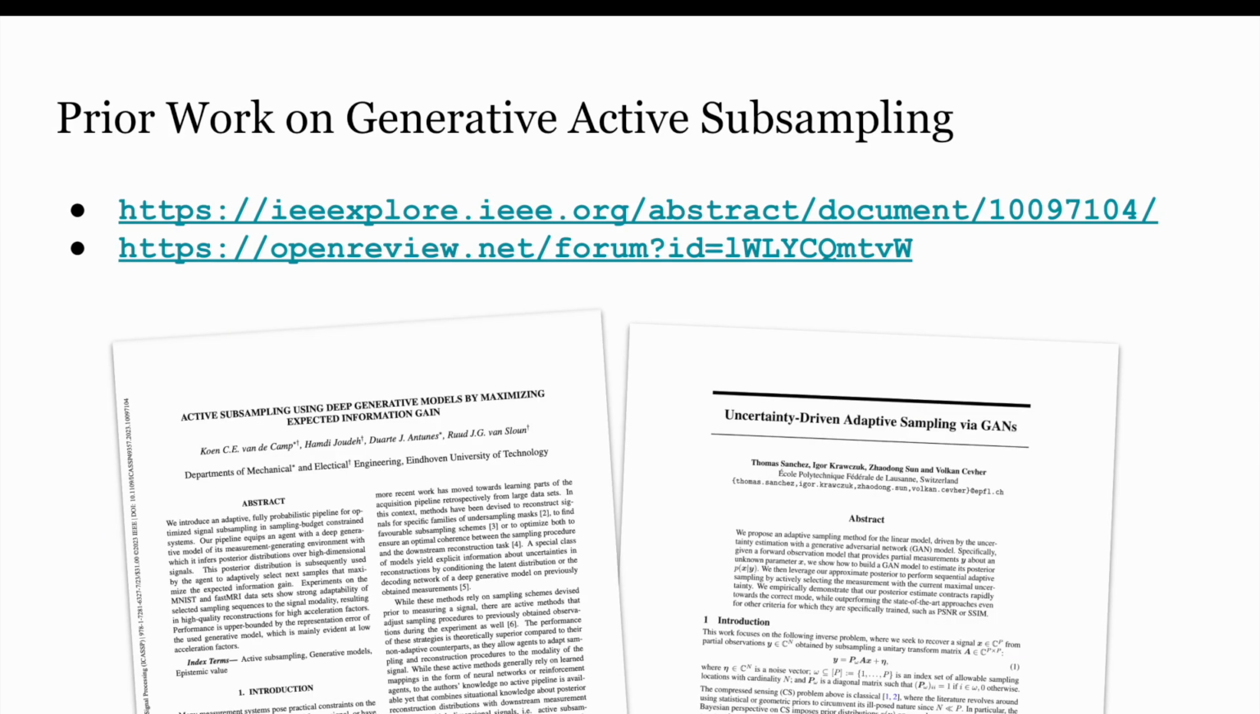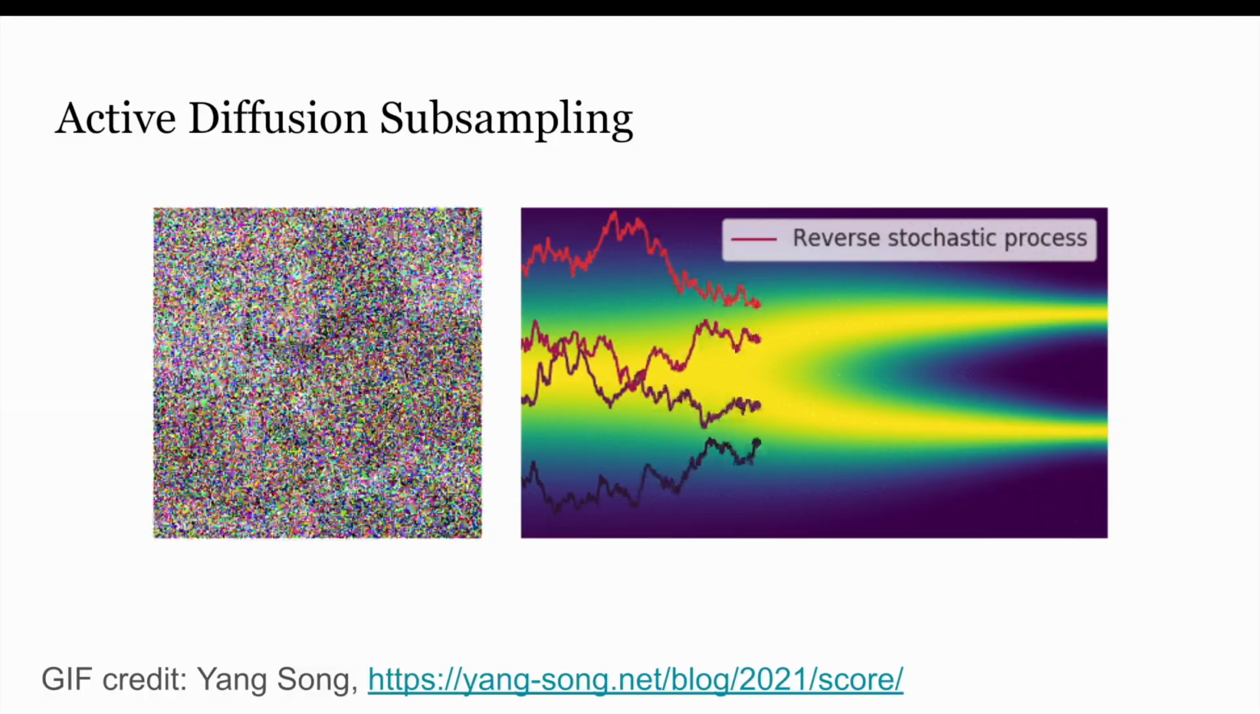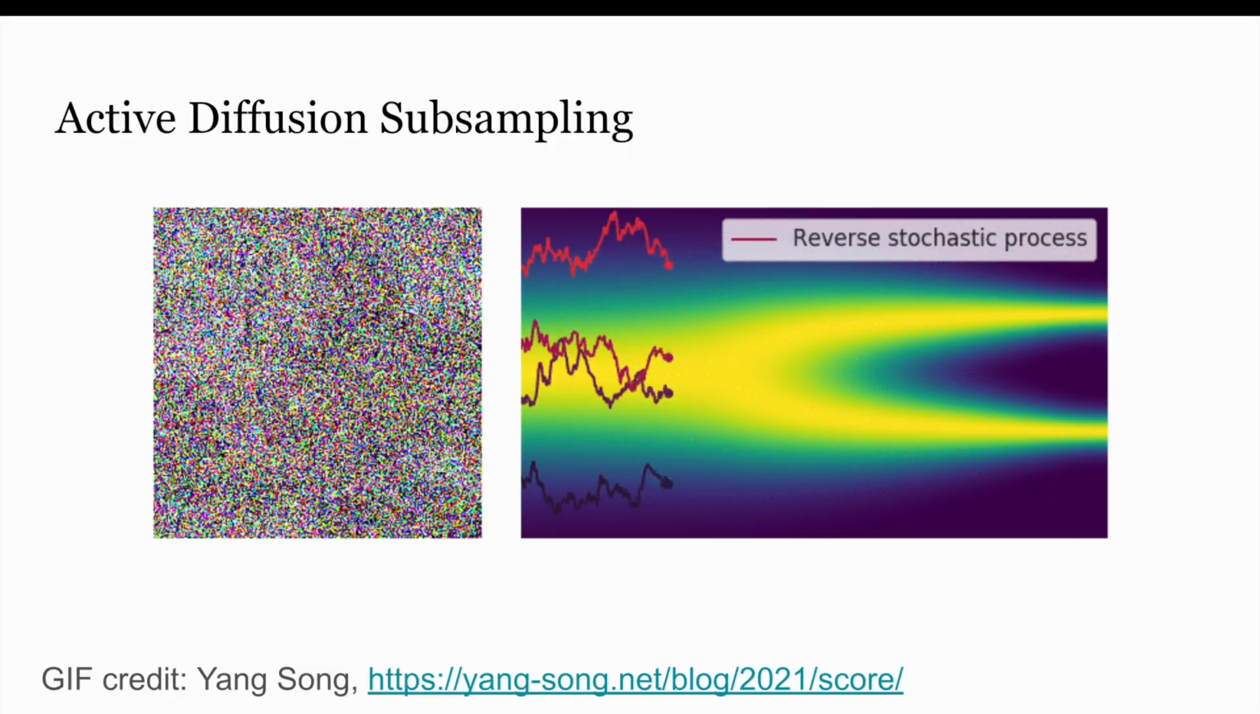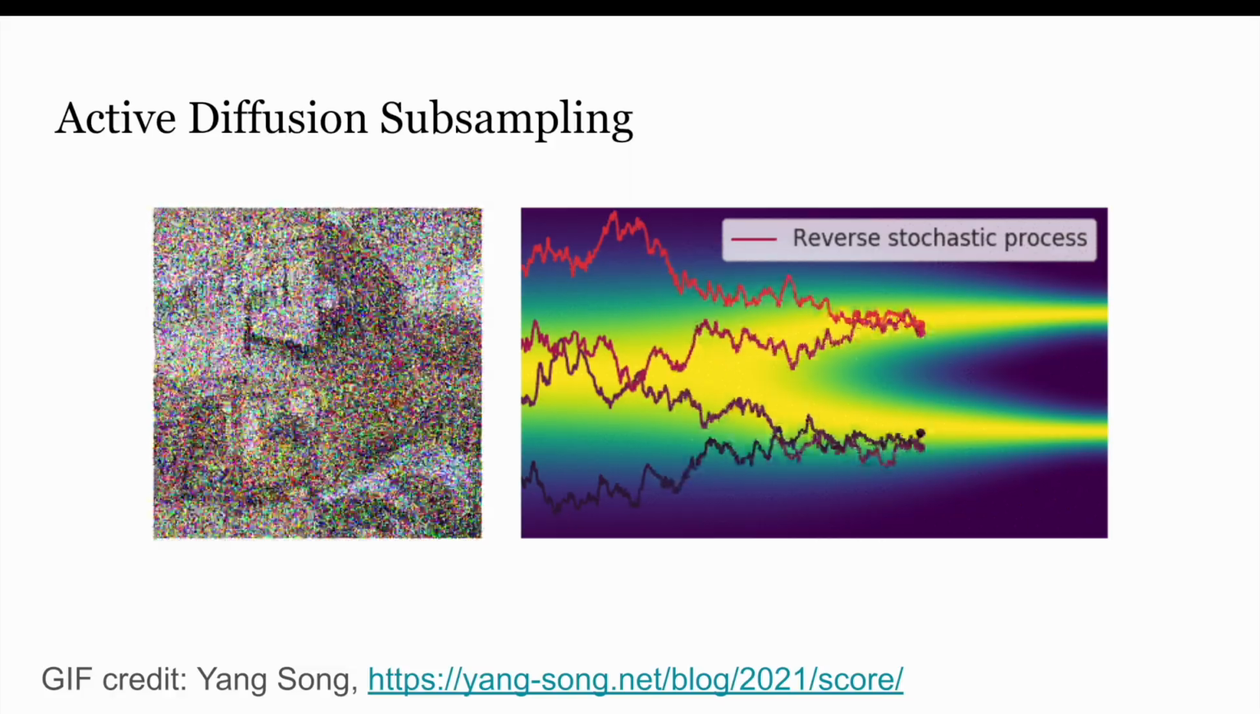Okay, so that covers the background theory. I'll just finish that section with some shout outs to other interesting work in this area that I'd recommend giving a read. These papers use VAEs and GANs to do similar things, so if you're interested in that, take a look. And now I'll move on to our algorithm and how we implement this idea of generative active sampling in an efficient way with diffusion models.